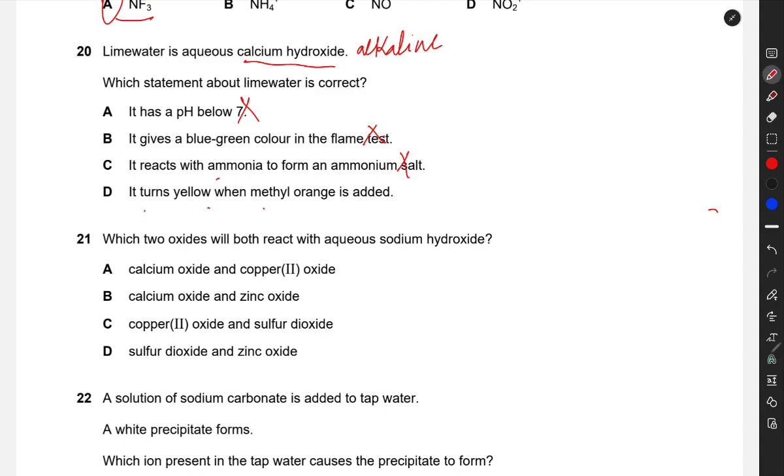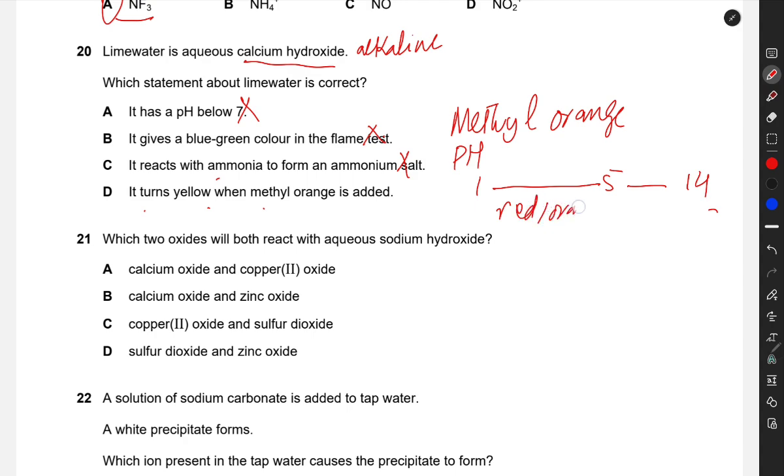This is the methyl orange. The color changes from 5 till 14. This is pH, and 1 till 5 is red or orange, and 5 to 14 is yellow. So calcium hydroxide is alkaline, so that's why the color is yellow. It turns yellow when methyl orange is added to calcium hydroxide. So calcium hydroxide is alkaline in nature, so the color of methyl orange in calcium hydroxide is yellow. So D option is the correct option.